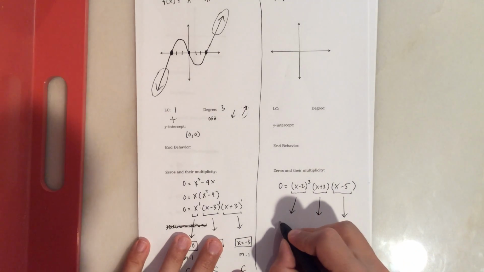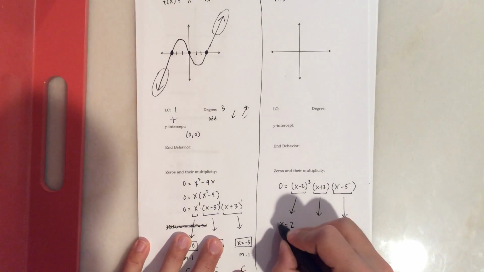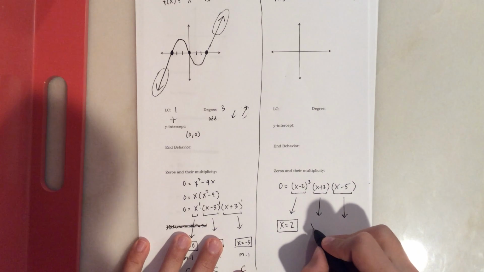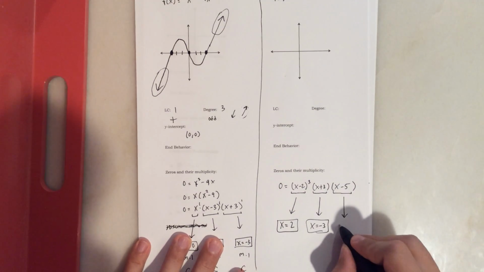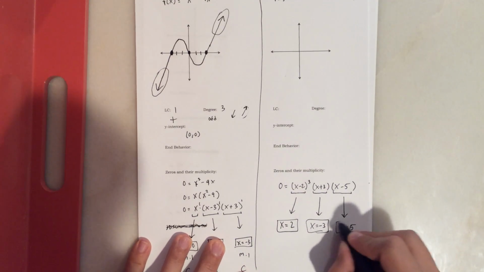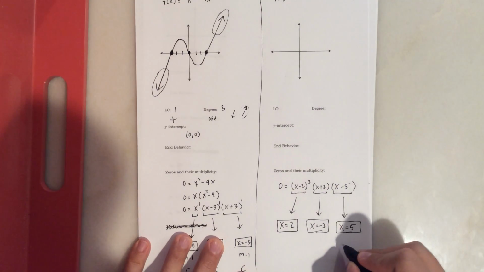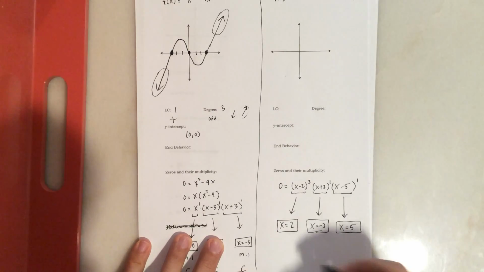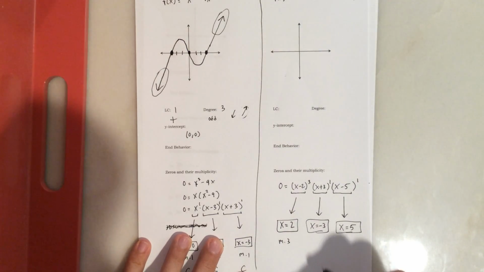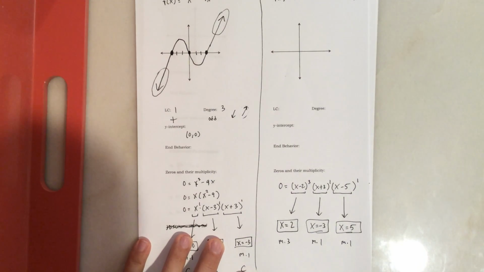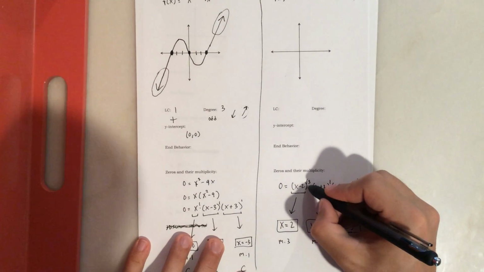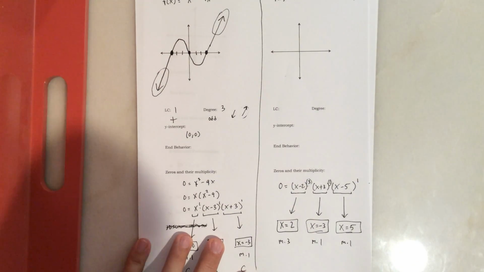There's 3 factors here. If I set x minus 2 equal to 0, I'm going to get x equals 2. Awesome. Here I'll get x equals negative 3. Setting x minus 5 equal to 0 and solving gets me x equals 5. What's the multiplicity of each? Well, 1, 1, and 3. So this has a multiplicity of 3. This has a multiplicity of 1. This has a multiplicity of 1. Remember, multiplicity is just the power to which the factor is raised.